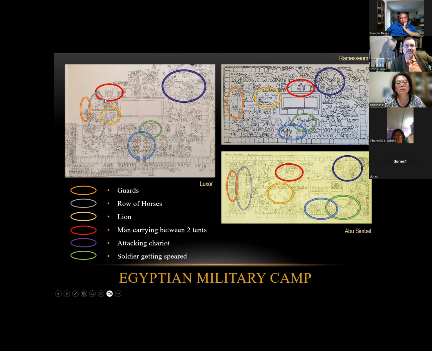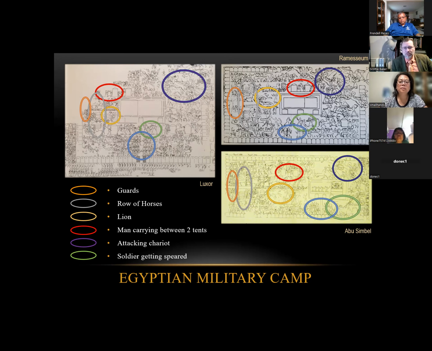We see it here, see it there. It's the same thing. You see the same images every single time. There's the lion every time. They're all basically in the same places doing the same things. So in other words, what you're seeing represents an actual event. And these are the things that were happening in that camp, and they're using a template in all these different places, which is kind of cool.